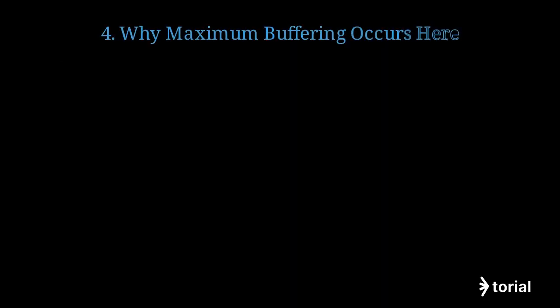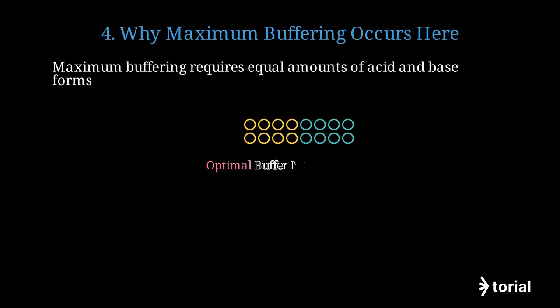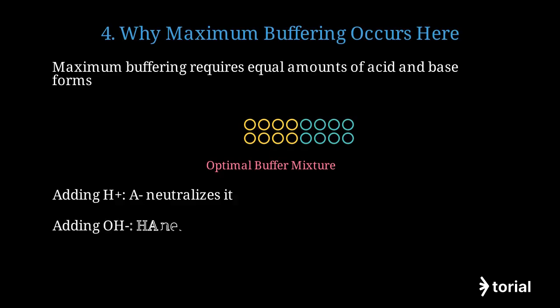Let's understand why this point gives maximum resistance to pH change. Maximum buffering capacity requires equal concentrations of both the acid and base forms. With equal amounts, the solution can neutralize both added acid and added base most effectively. When hydrogen ions are added, there's plenty of conjugate base A- available to neutralize them. When hydroxide ions are added, there's plenty of weak acid HA available to neutralize them.